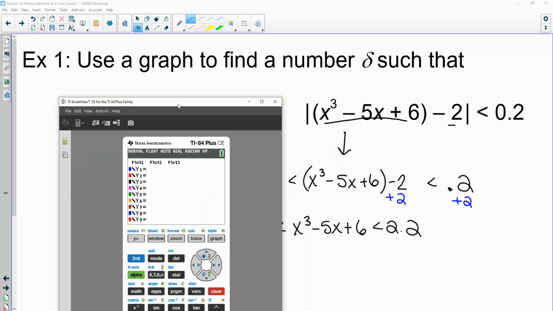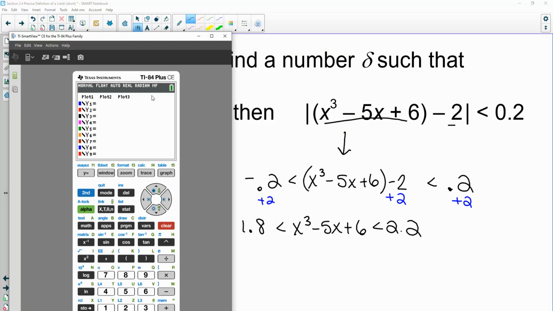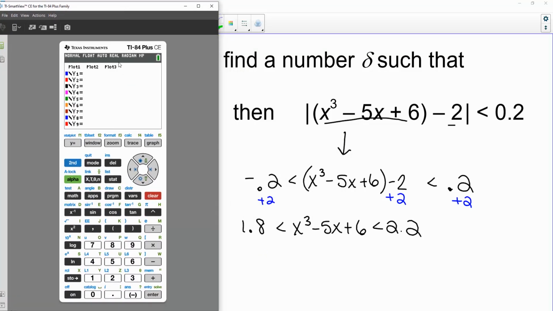I'm going to graph all three of these. So I'm going to graph 1.8, my function, and my 2.2. I'll throw in my function first: x cubed minus 5x plus 6. And then my y2, I'm going to set it at 1.8. My y3, I'm going to set it at 2.2. Doesn't matter what order it's in.